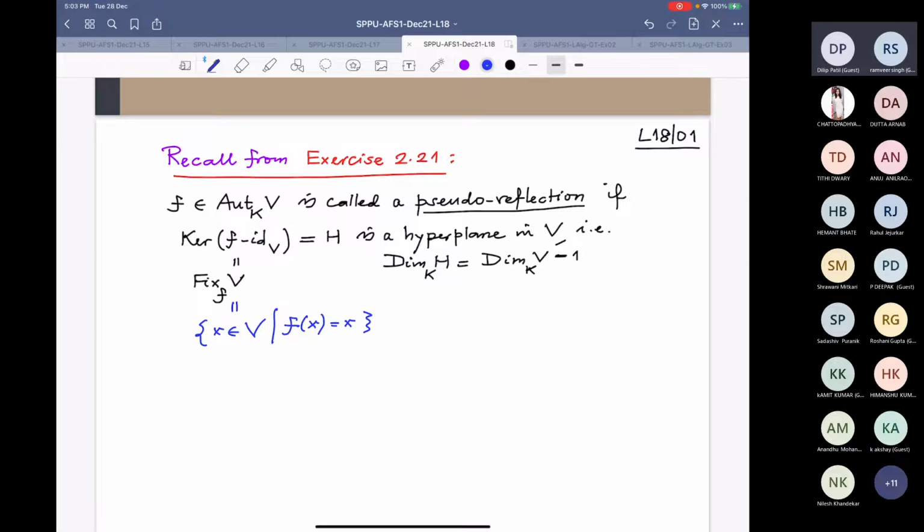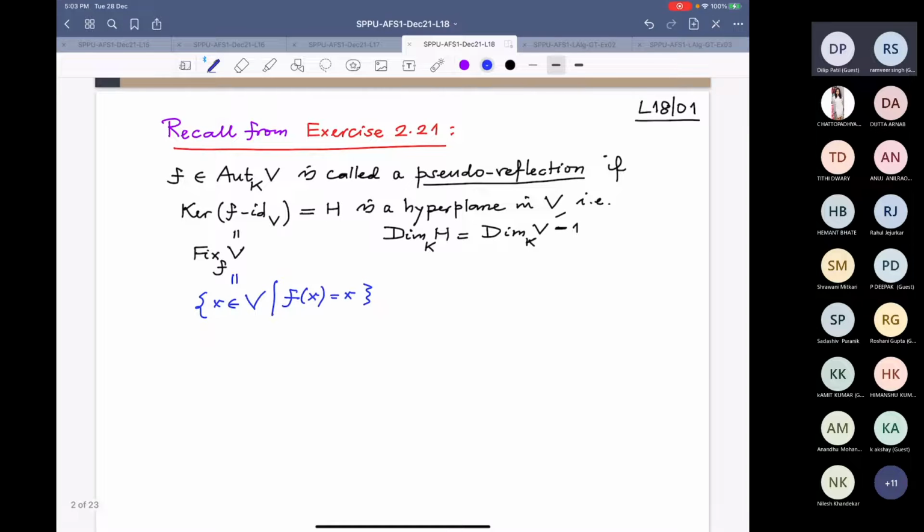A line in a plane is a hyperplane. A plane in space is a hyperplane. So these are the hyperplanes. But now I don't like this H notation for the hyperplane, because that will again get confused with subgroups and so on. So even in that exercise 2.1, I have thought of it in a different, more geometric way.